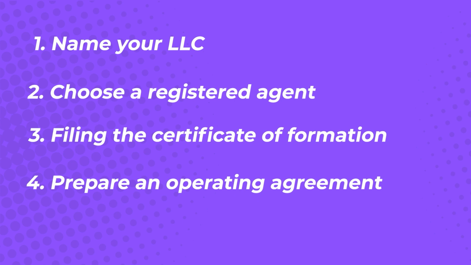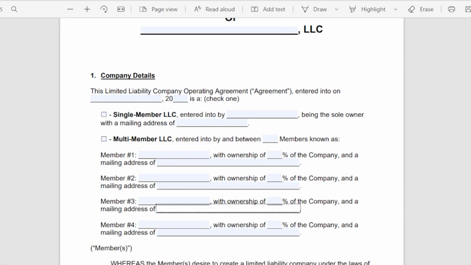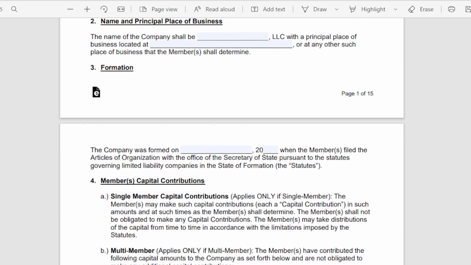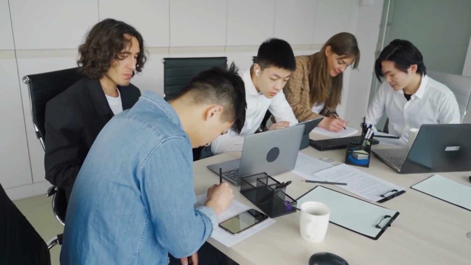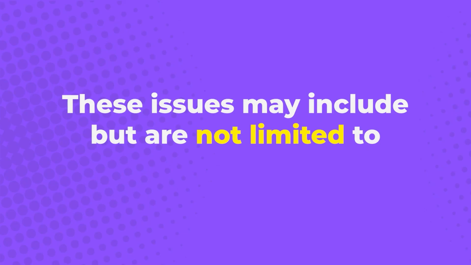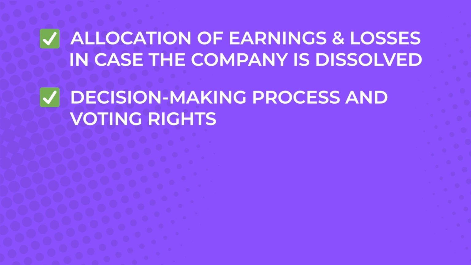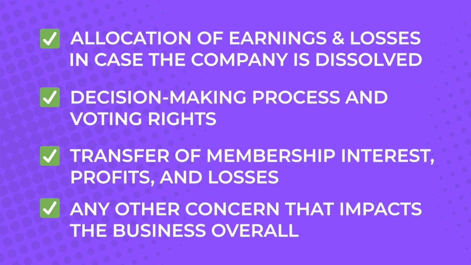Step 4. Prepare an operating agreement. The state of Kansas does not require LLCs to have an operating agreement, but it is a good business practice to have one. Having a document that will guide all company members, especially co-owners, directors, managers, and even new hires is always better. An operating agreement outlines every critical process that needs to be followed, especially regarding big picture issues. These issues may include, but are not limited to, allocation of earnings and losses in case the company is dissolved, decision-making process and voting rights, transfer of membership interests, profits and losses, and any other concerns that impact the business overall.